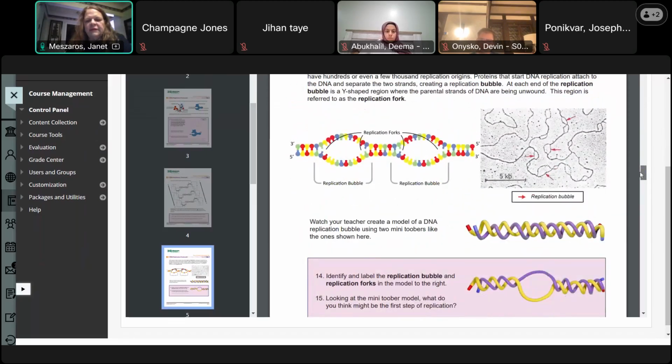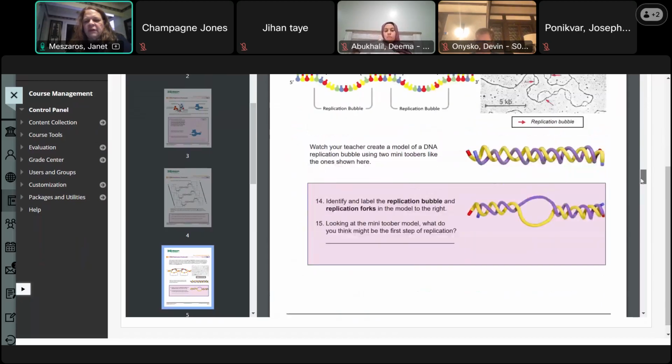Now you won't be able to see this because it says watch your teacher create a model of DNA replication bubble using 2 mini tubers like the one shown here. You won't see that, but I think you can get the gist. Okay, it opens up. This would be the replication bubble. There's a fork here, and there's a replication fork here. So it says identify and label the replication bubble. So the whole thing is here. And here would be a replication fork. And here would be a replication fork.